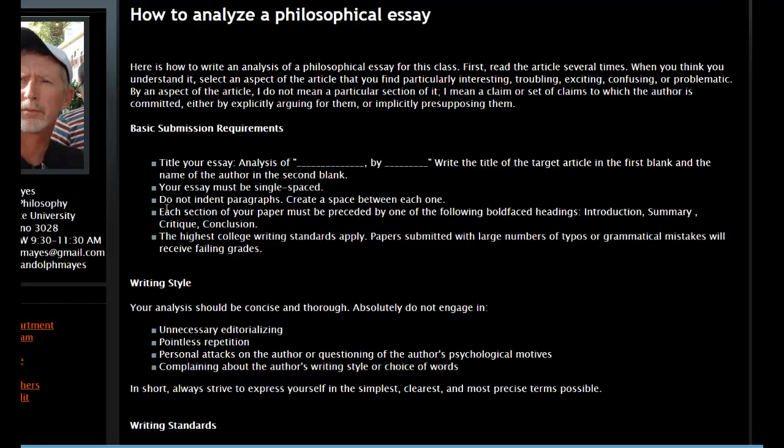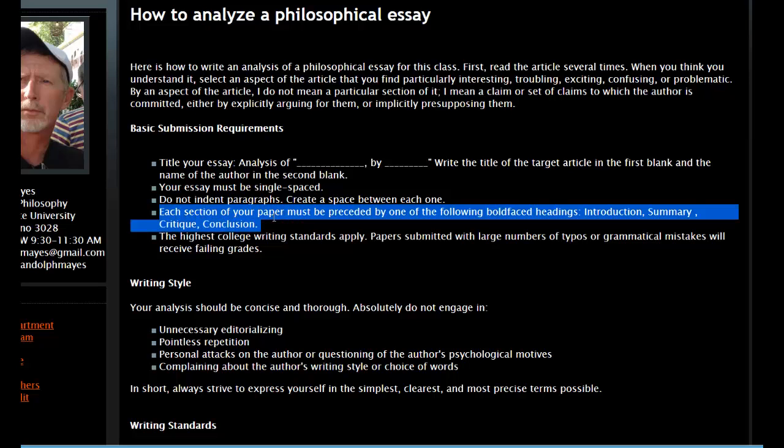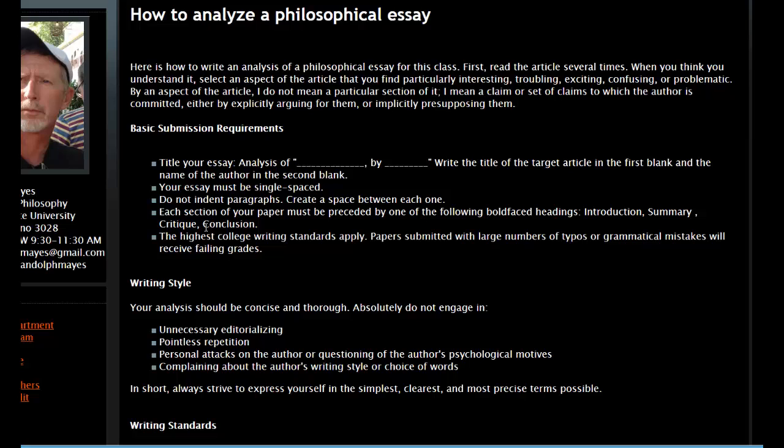Each section of your paper must be preceded by one of these headings: introduction, summary, critique, and conclusion. The conclusion section is an optional section. You don't have to do it, but sometimes you'll just feel the desire to, and if you do, then it needs to conform to the instructions below on how to write a conclusion.